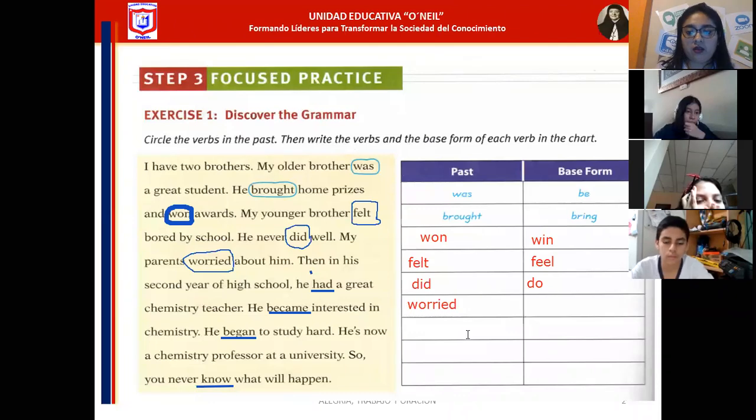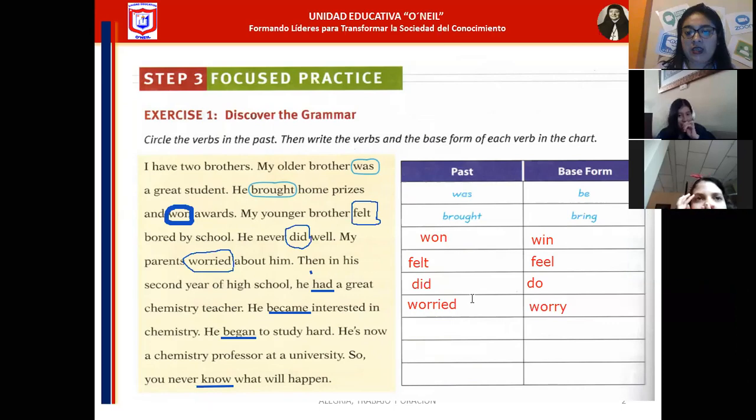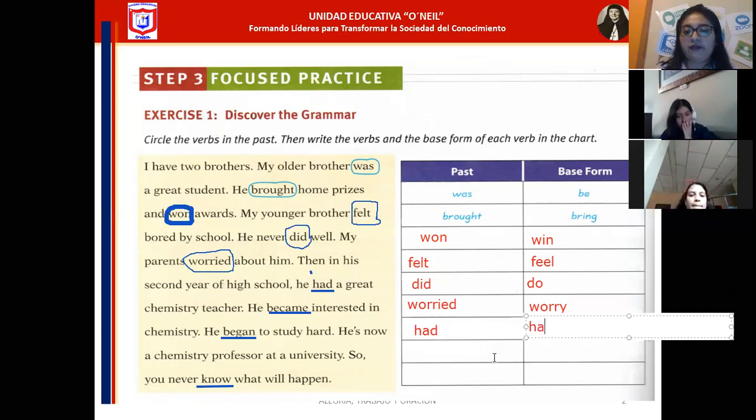worried. Okay, worried. And where is the base form of this verb? Okay, where is the base form? Yes, worried. In the past tense it is worried. Okay, worried. The next verb is had. Where is the base form of this verb? Have. Okay, have. Yes.